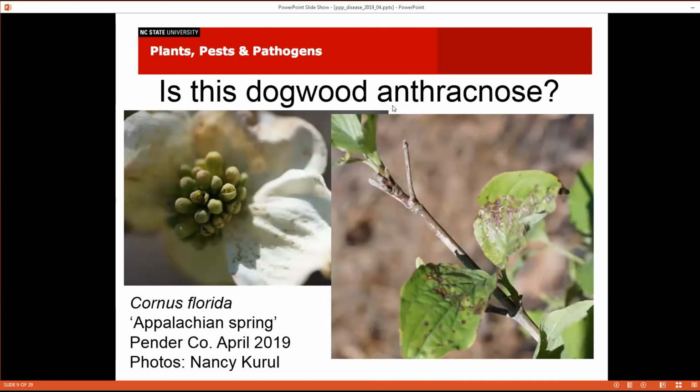Oh, and again, before we leave the rose rosette, there is no cure, and the recommendation is still to remove the shrub.